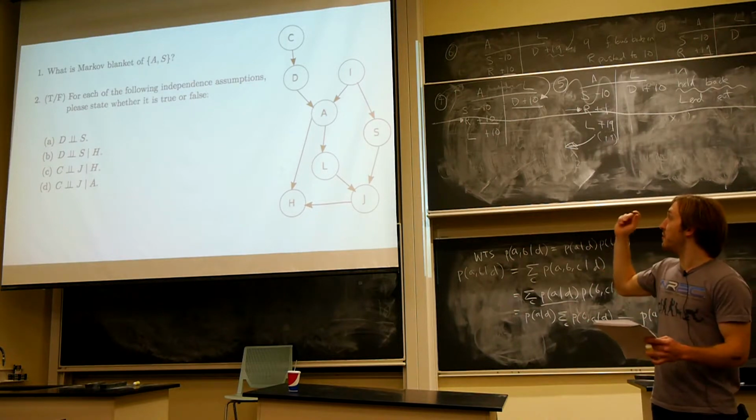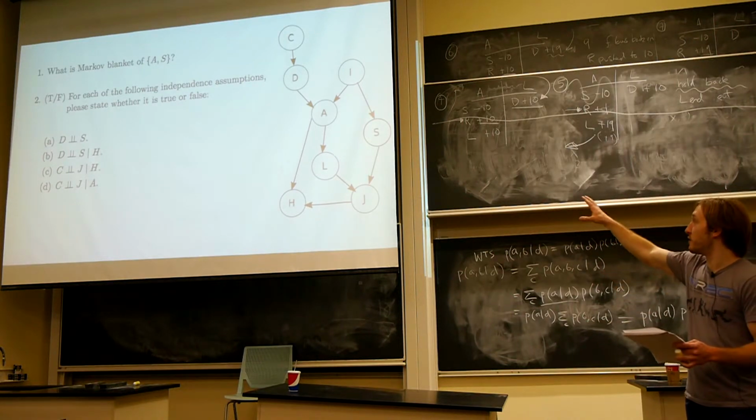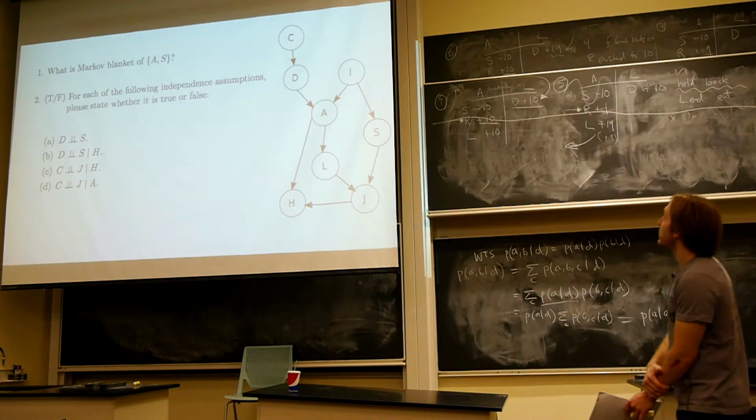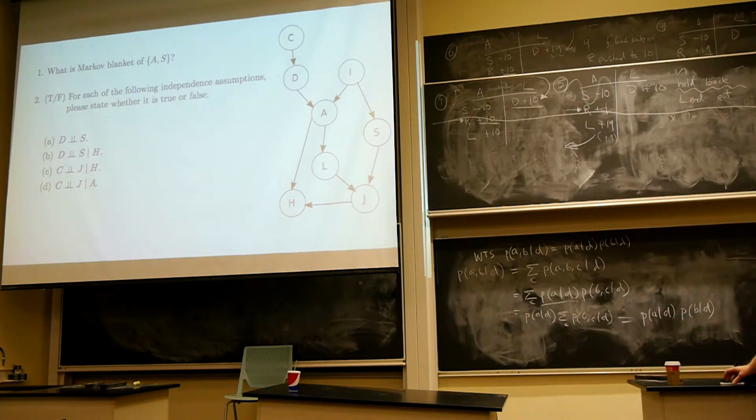With that in mind, the first question is asking what's the Markov blanket of the set A, S of nodes? Based on the definition I just gave, can you go ahead and write down the set of nodes that are in the Markov blanket of A, S? Parents, children, and other parents of the children. And if somebody has a solution, raise your hand and I'll call on you.